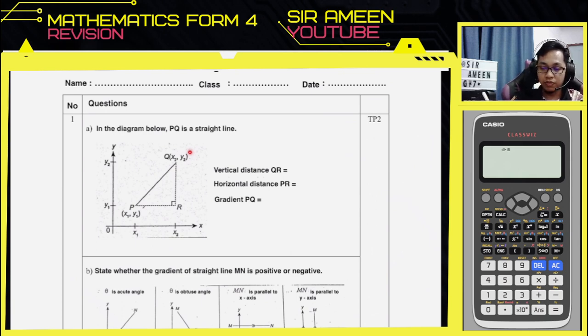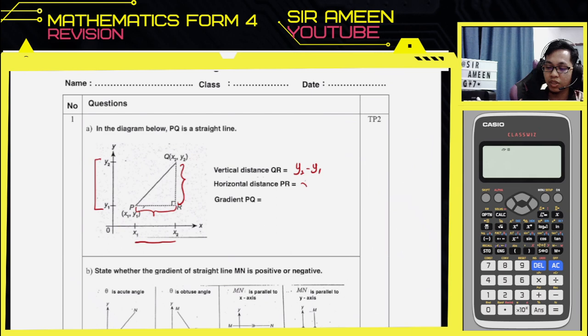Okay, so first, the vertical distance QR. QR is here. So this is the vertical distance, which means that the distance would be y2 minus y1. While for the horizontal distance PR, this is the line PR. So we need to find the horizontal distance, so we need to subtract x1 from x2. Okay, x2 minus x1.